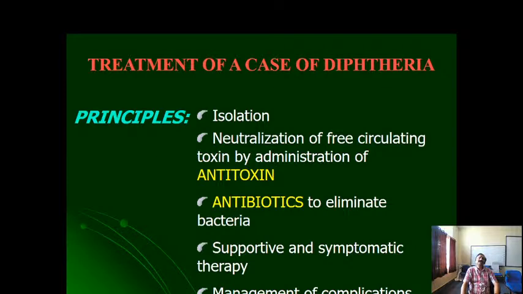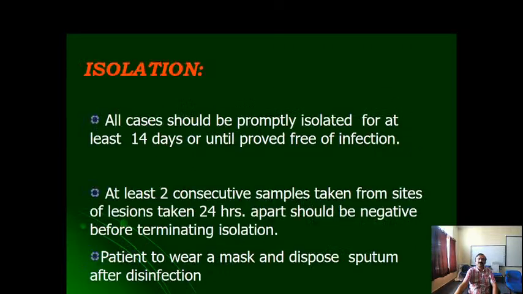Neutralization of the free circulating toxin by administration of antitoxin should be done, and antibiotics should be given to eliminate the bacteria. See, Corynebacterium diphtheriae is a bacterium, and hence antibiotics are very much useful in treatment of the case. Supportive and symptomatic therapy should be given for various problems concurrent with the diphtheria, as well as to prevent any complications. And if complications occur, we must manage them.